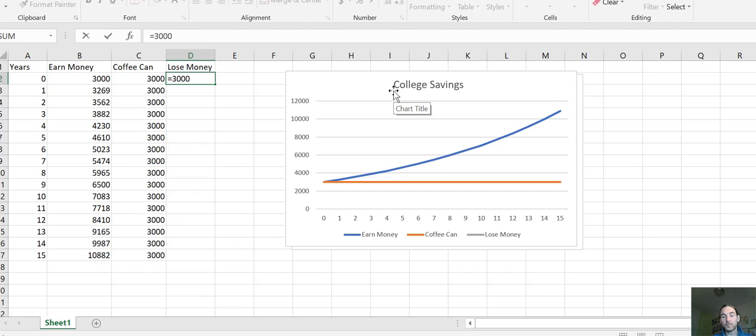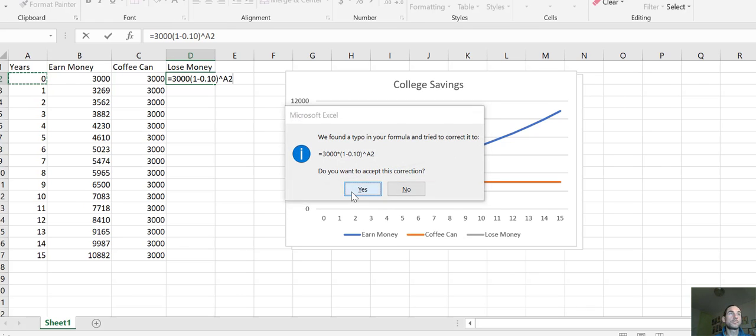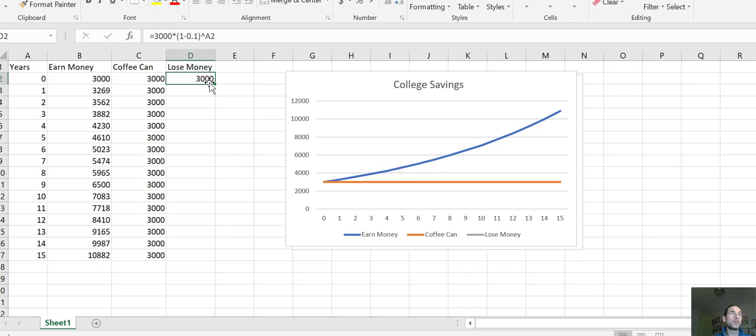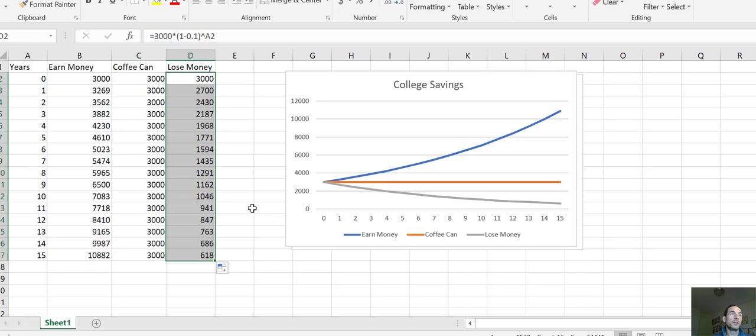Now you could lose money, right? So what if you say lost 10% per year? That'd be like 1 minus 0.10 to the power of the years, right? I forgot my little star there, and I'll just drag this down. And this gray here would be if we lost money. So let's say we lost 10% every year in the investment. So by 15 years later, we'd only have $618, right?